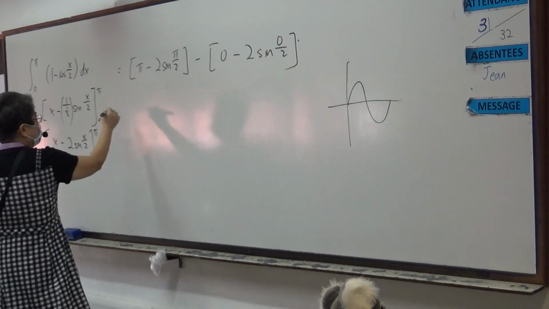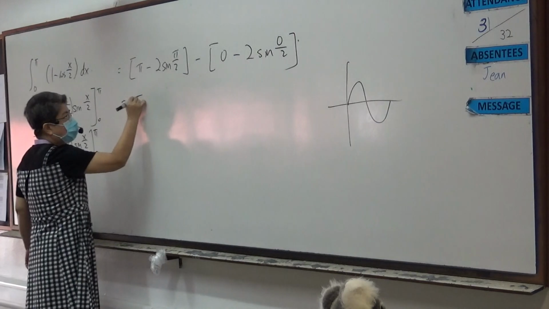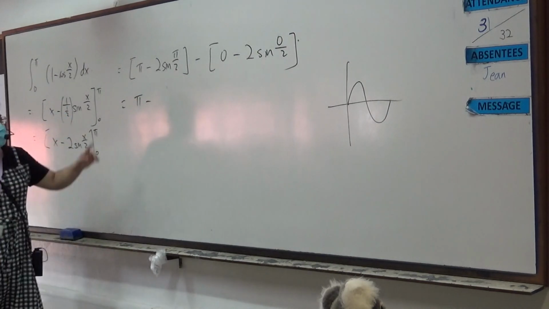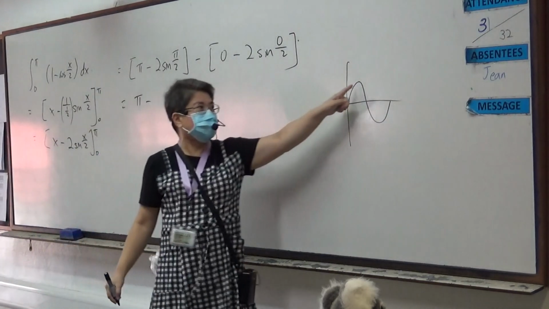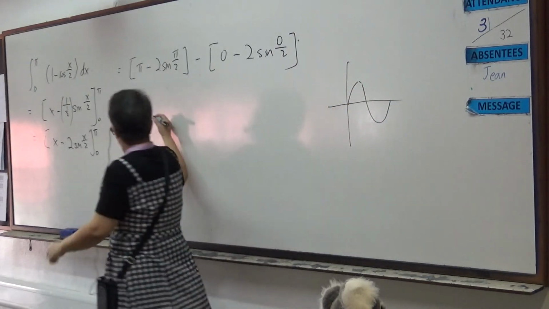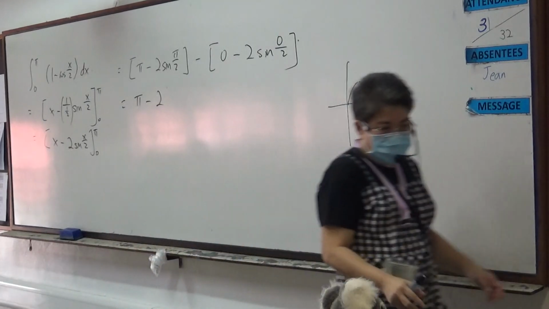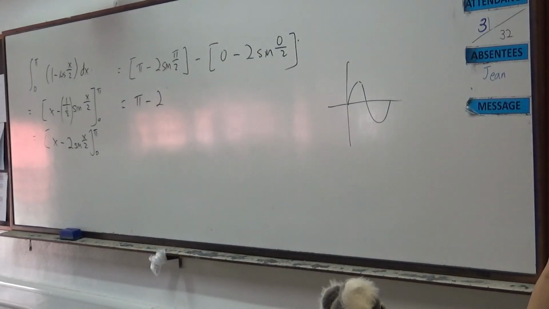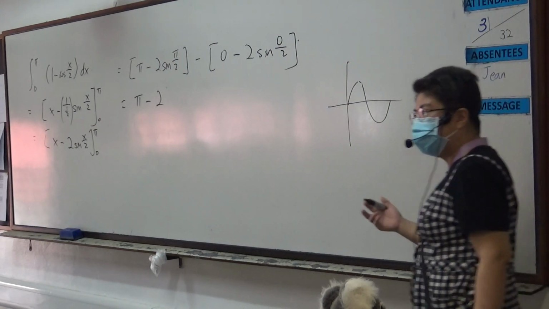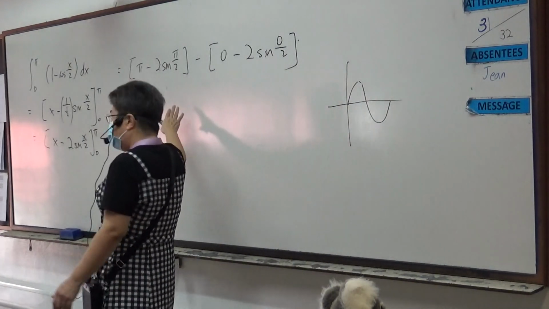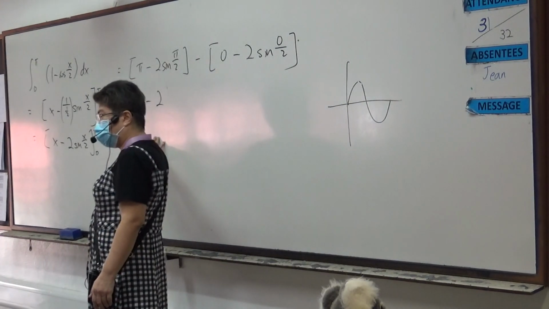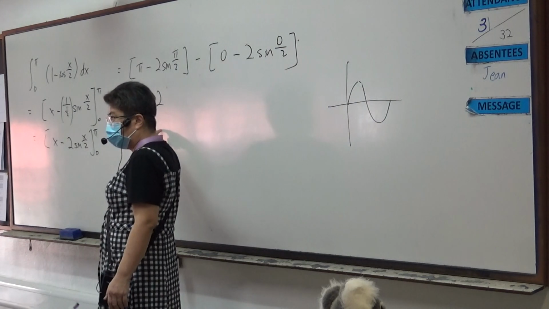Okay? So this will be pi minus. Now, sine pi over 2 is actually 1, right? Can you see? So minus 2 times 1. So the answer is actually pi minus 2, to be exact. This is the exact answer, pi minus 2. Now you will ask me, Cher, must we give it to 360? It's up to you. You give me pi over 2 also can, you give me 360 also can. Because this is the exact answer.